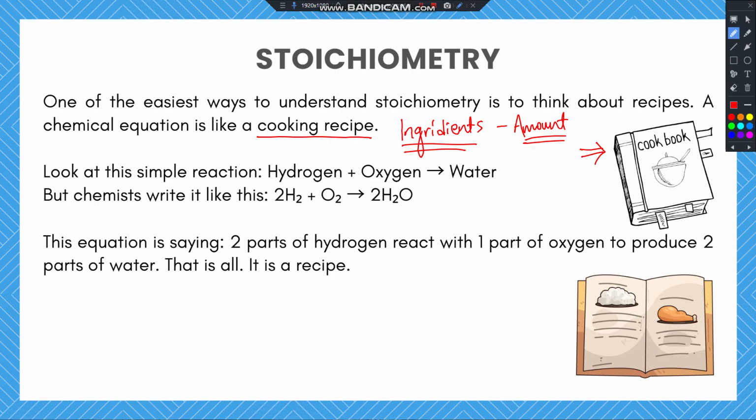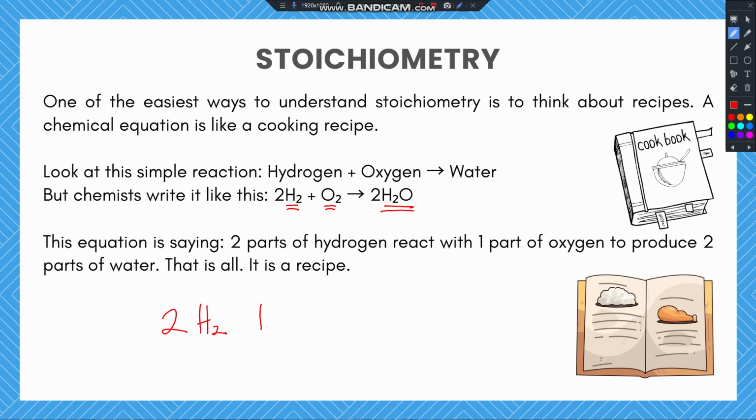Let me explain. We have this reaction on the screen: hydrogen plus oxygen producing water. This is written in English. In chemistry, however, we write it using symbols and coefficients. So we have the symbol of hydrogen, H2, plus oxygen, O2, producing water, H2O. If you pay close attention, you would notice that there are some numbers playing their parts in this chemical equation. For instance, we have the number 2 standing in front of hydrogen, and we have the number 2 standing in front of water.